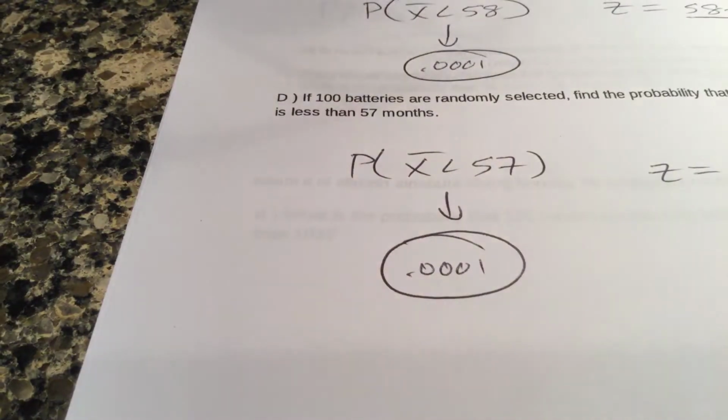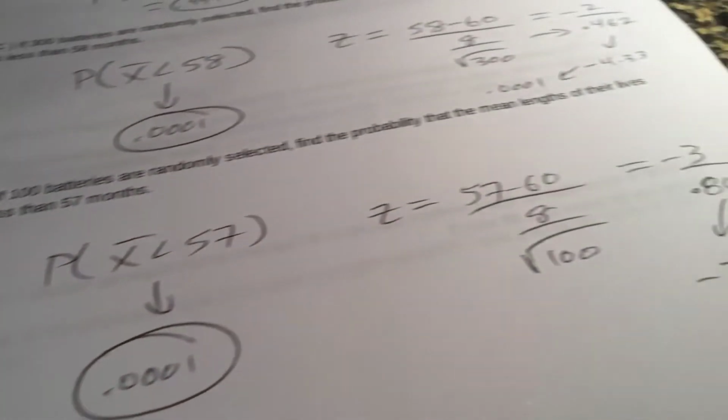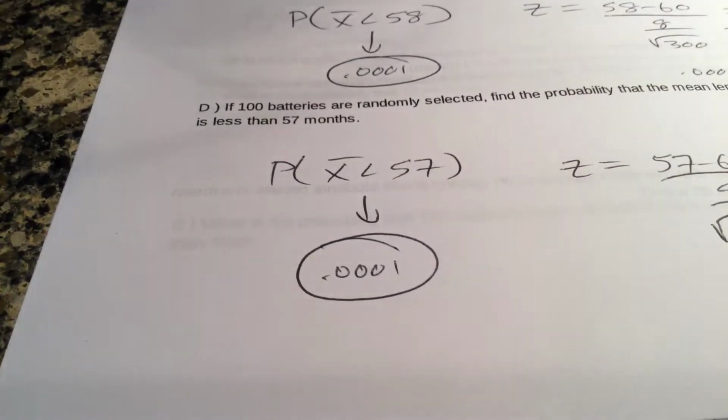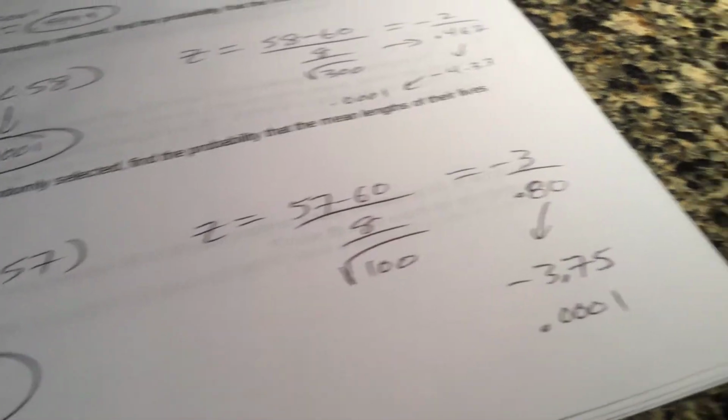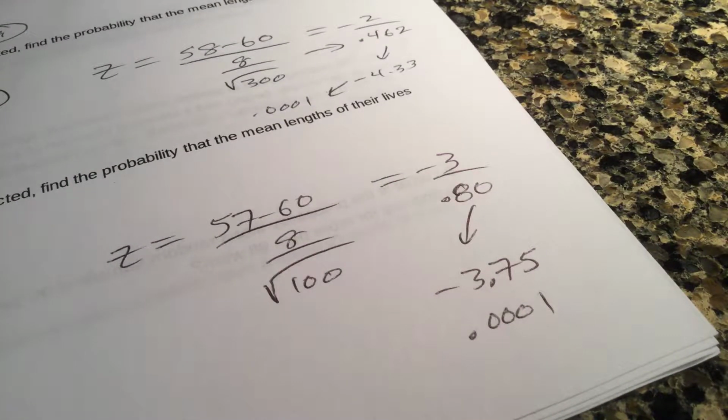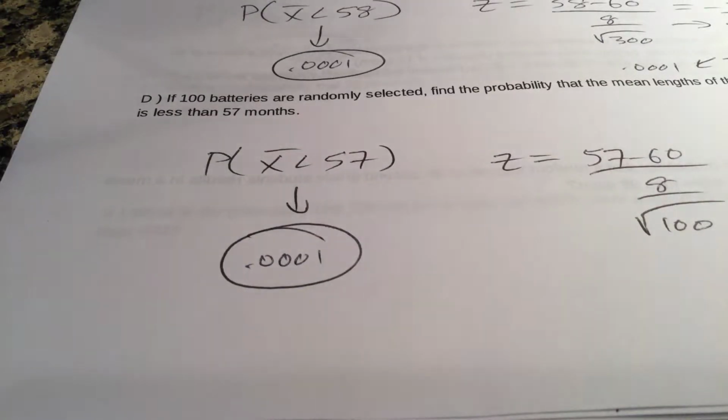If 100 batteries are randomly selected, find the probability that the mean lengths of their lives is less than 57 months. Probability x bar is less than 57. All right, so that's the z-score. We're going to use 0.001 again, and we're going to keep that.